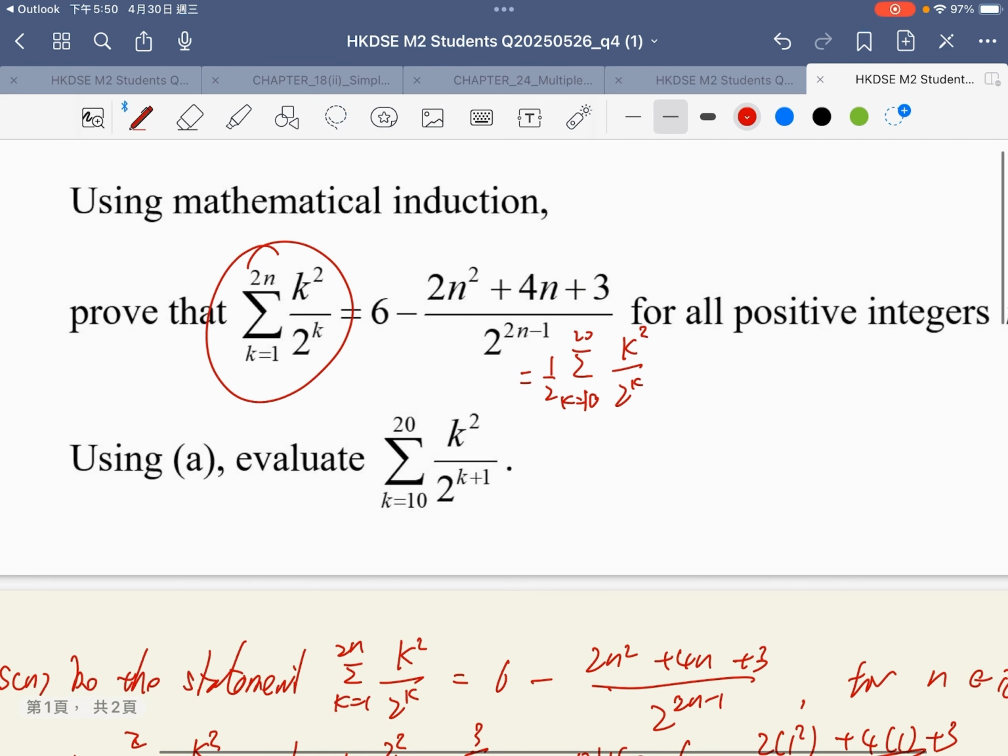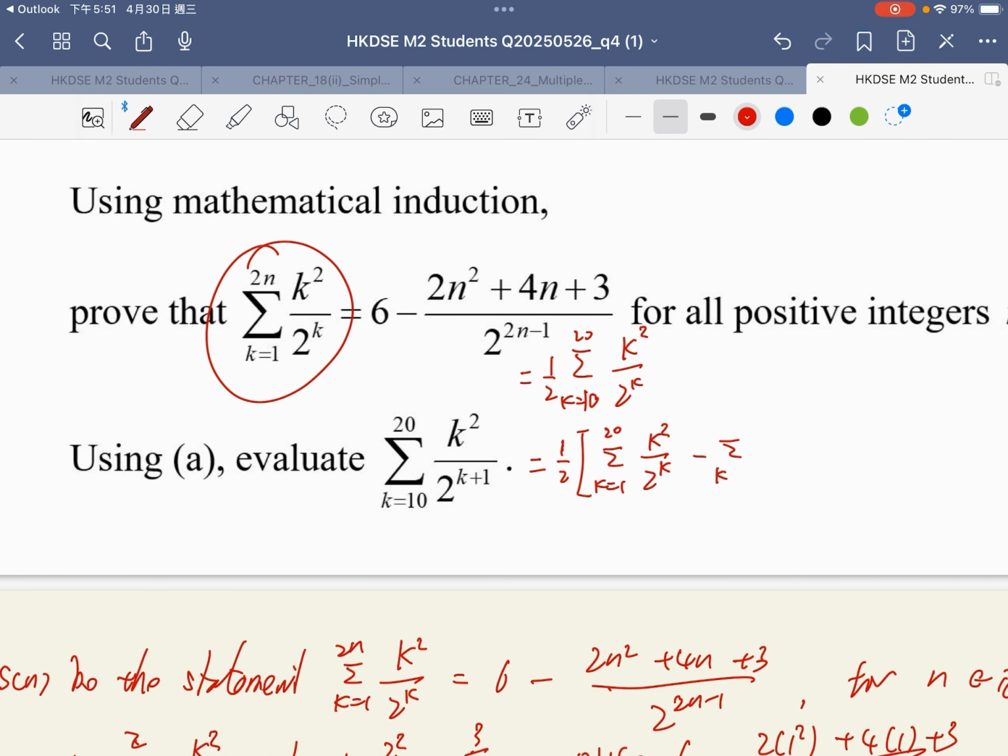And we can see that this is 10 to 20. But the original formula is 1 to 2n. Then I take the summation 1 to 20 and minus the left part.